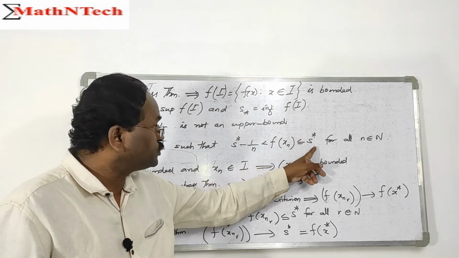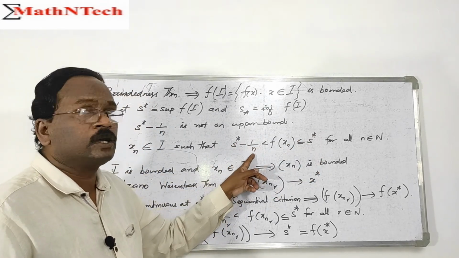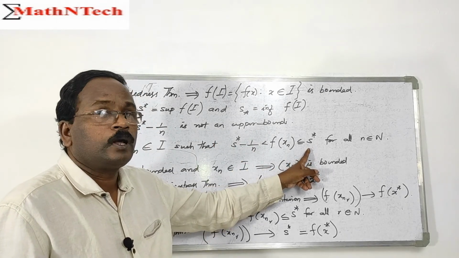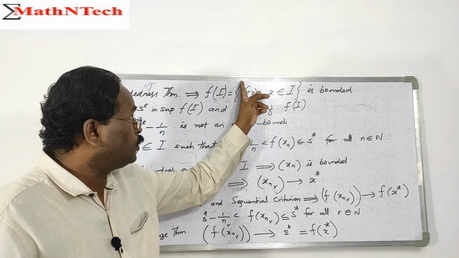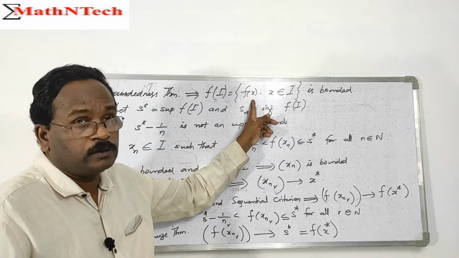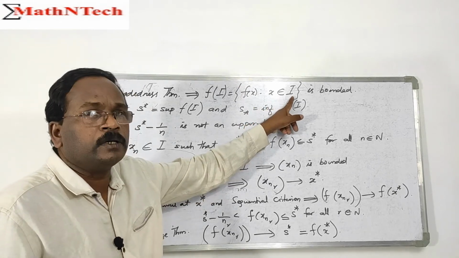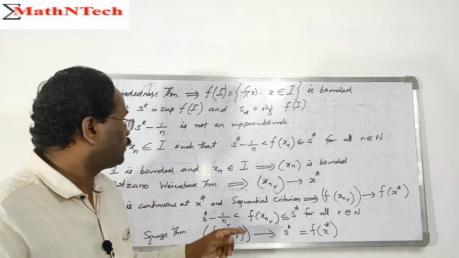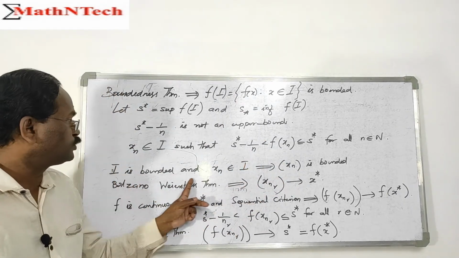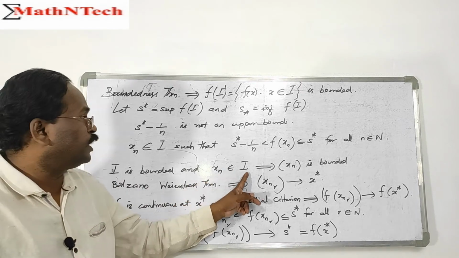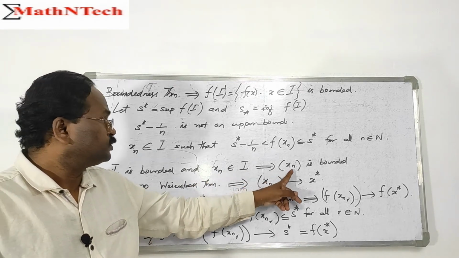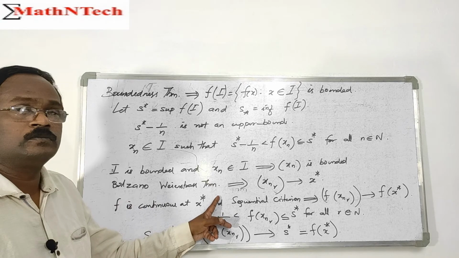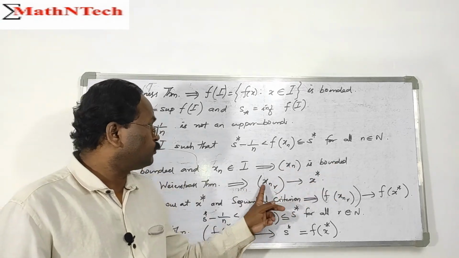S star is the least upper bound, and s star minus 1 by n is not an upper bound. So we can find between these two an element of the set. An element of the set means f of xn, where we take xn element I. That is the supremum property. Now the interval I is bounded and xn element I implies the sequence xn is bounded. By the Bolzano-Weierstrass theorem, it has a convergent subsequence.